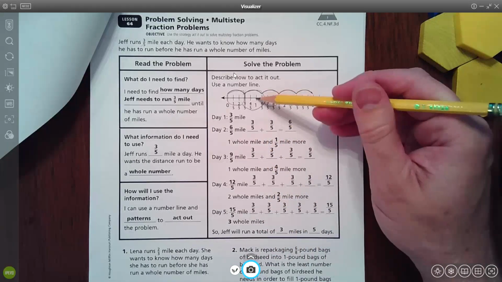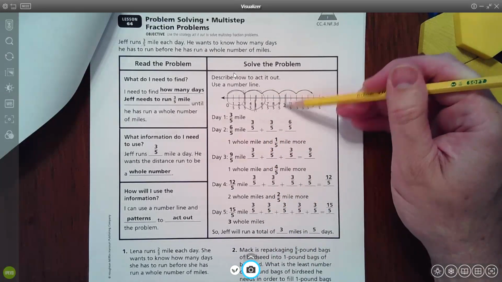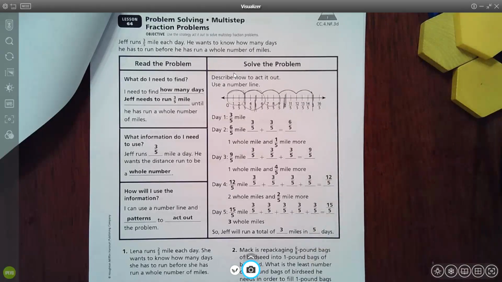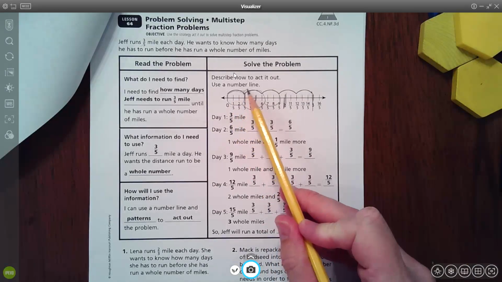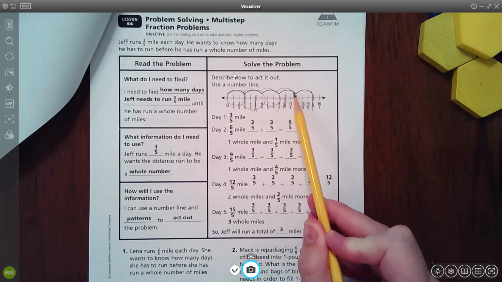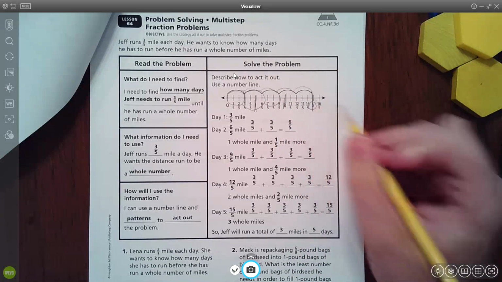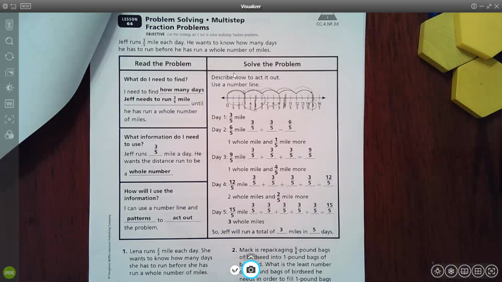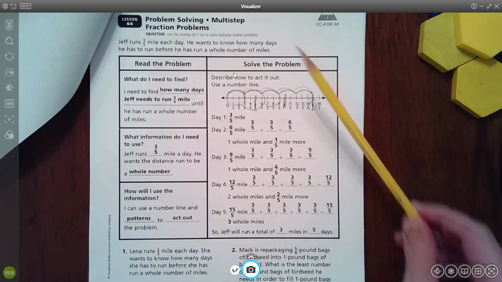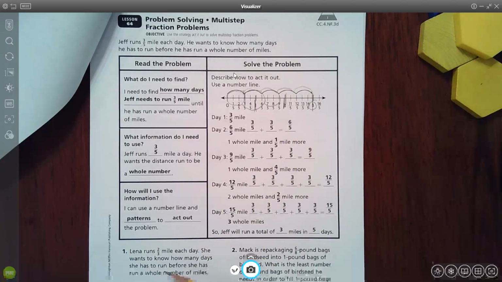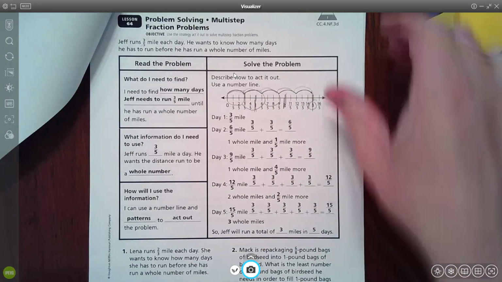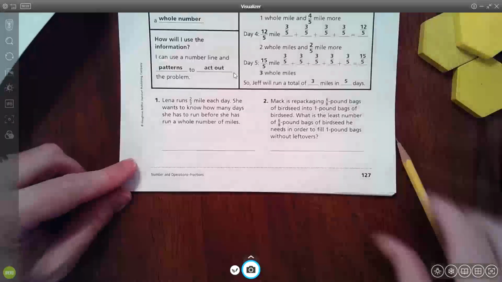But he's not landing on these whole numbers, 1, 2, 3, right? So he's got 1 day, 2 days, 3 days, 4 days, and on his 5th day, he ends up landing right on 3 miles for his total. Now, this goes through and explains step by step what I just talked about. But I think the best way to do it will be to look at problem number 1 and explain that way. So let's take a look at problem 1.